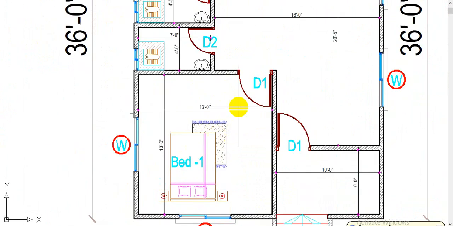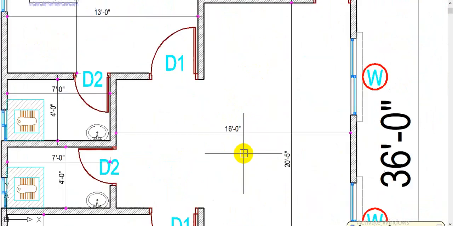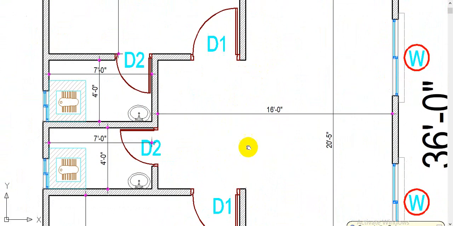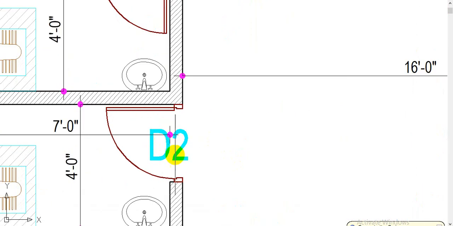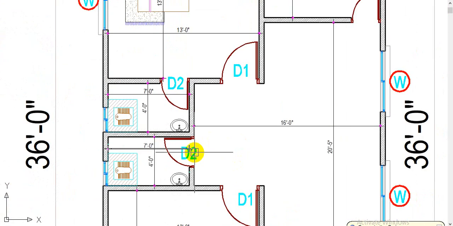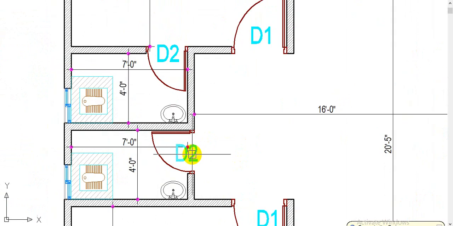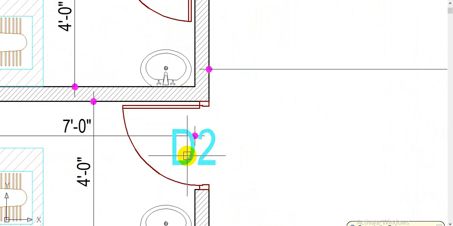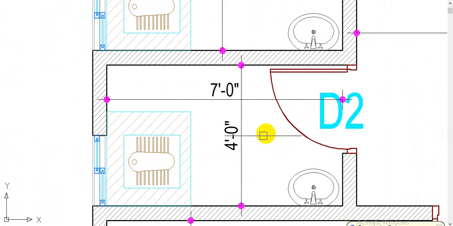Again we get back to our drawing and dining space, and on its left side here we have a D2 door. The D2 door measurement is 2 feet 6 inches. In this floor plan we are using the D2 door for just our kitchen space door and our toilet door. So using this D2 door, we will enter here.